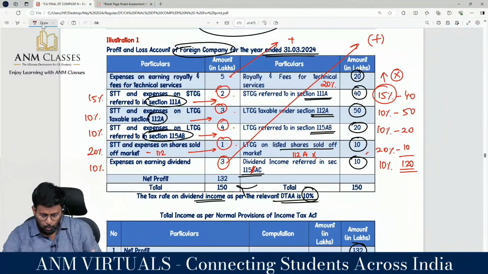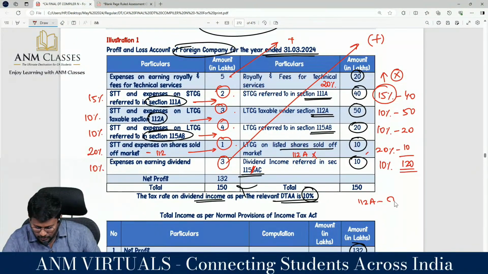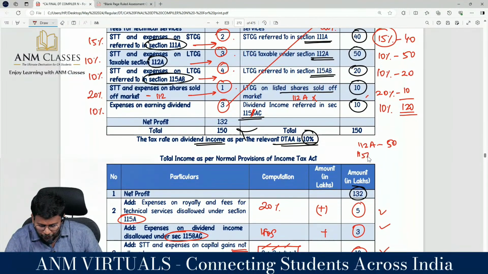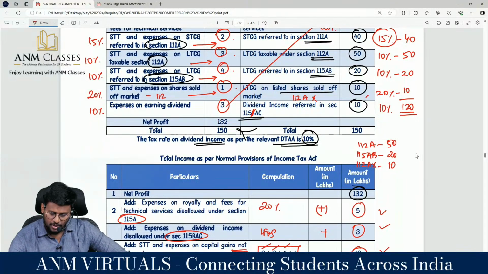First one, 112A, that 50 lakhs. Okay sir. Then 115AB, 20 lakhs. Then for the off-market shares, since the indexation benefit is not taken, it is going to be taxed at 10%, so that is 10 lakh.